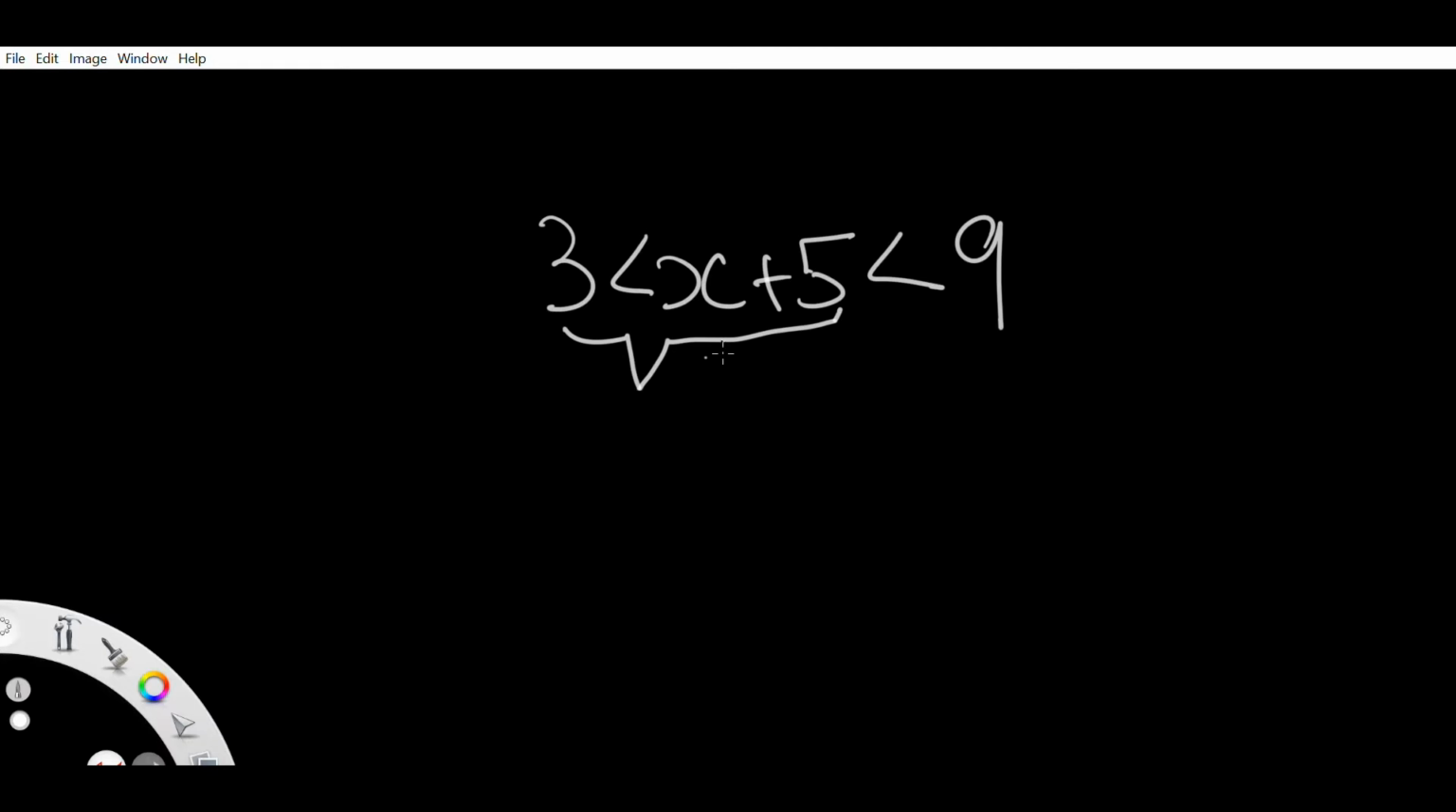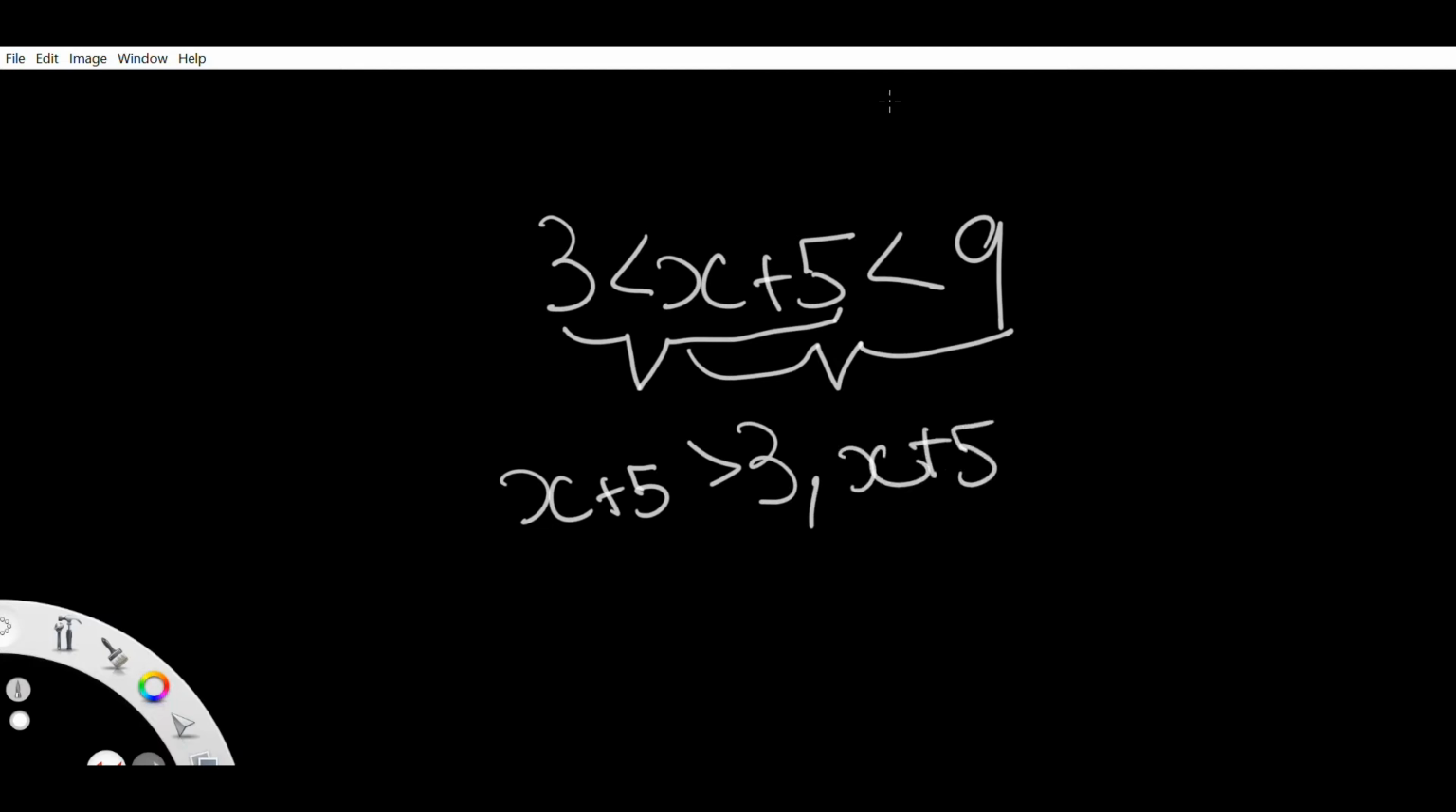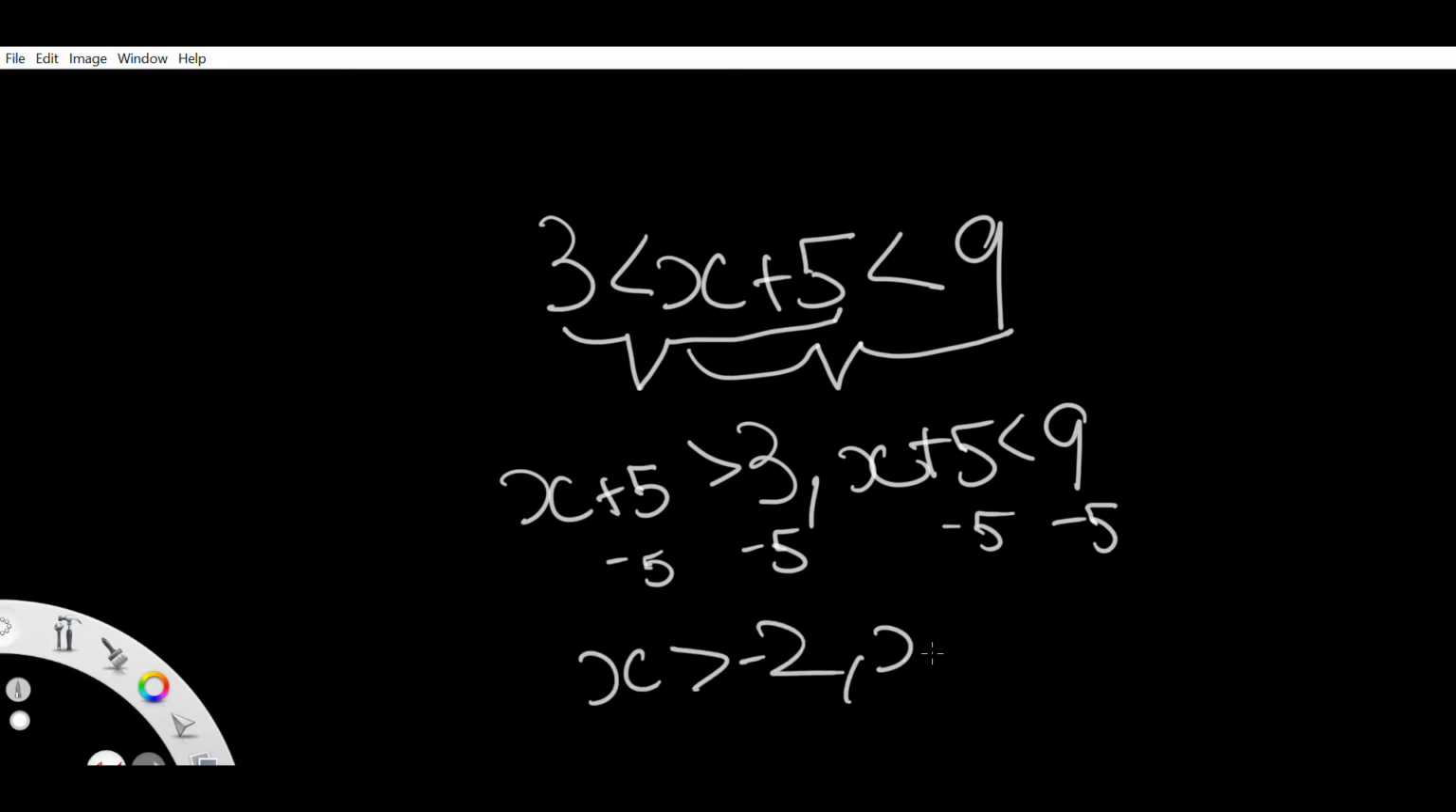Suppose we're given an inequality as such: 3 is less than x plus 5 is less than 9. And we're told to graph for x. First thing we would want to do is separate the inequality into two different inequalities. So now we have x plus 5 is greater than 3 and x plus 5 is less than 9. Here we could subtract 5 on both sides to get x is greater than -2 and x is less than 4.